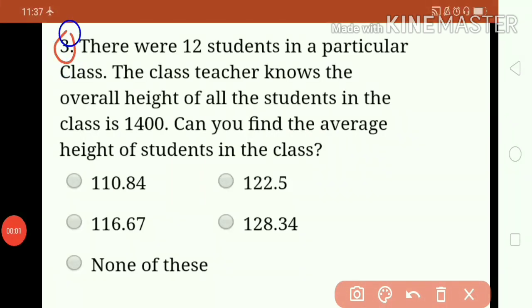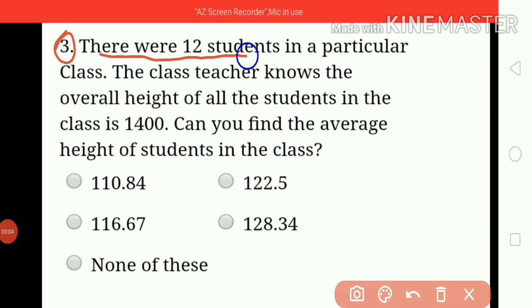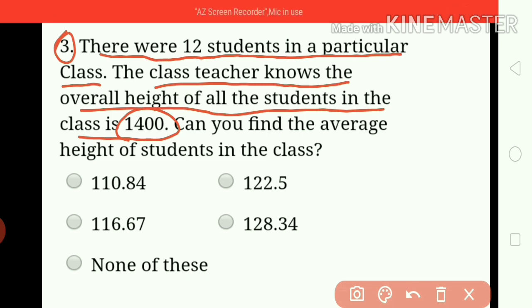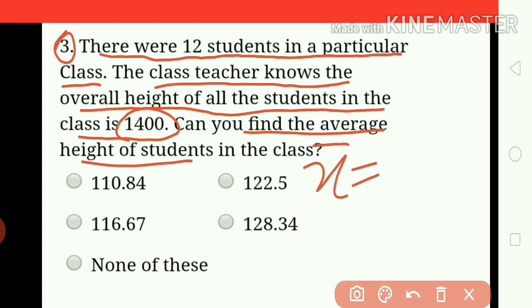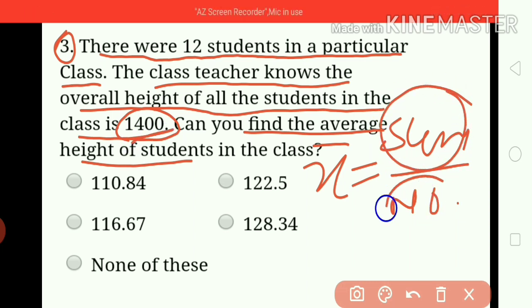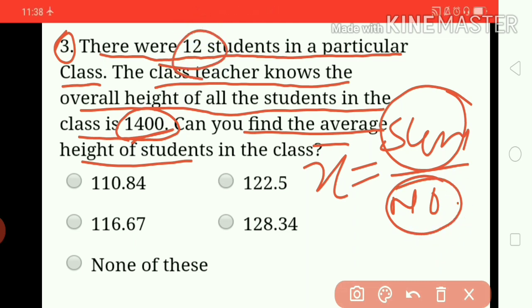Let us start question number 3. There were 12 students in a particular class. The class teacher knows that the overall height of all the students in the class is 1400. Means this is the sum of heights of all the students, right? And you can find the average height of the students in the class. You have a formula that x bar, means average, is equal to sum of items divided by number of items, right? Here the sum we have been given is 1400 and the number of items, means number of students, is 12. So you can find the average, x bar. So this is equal to, let us solve.